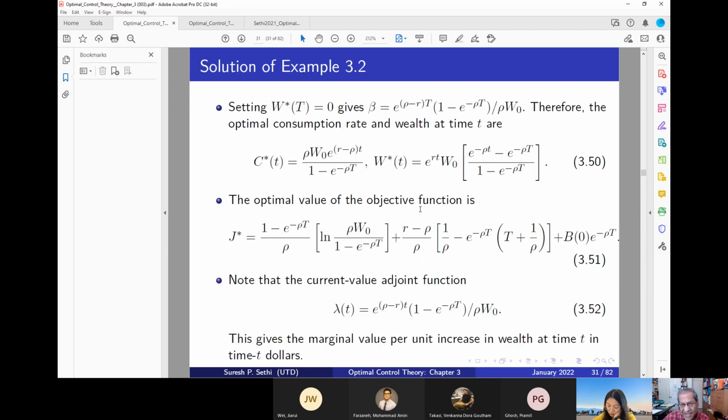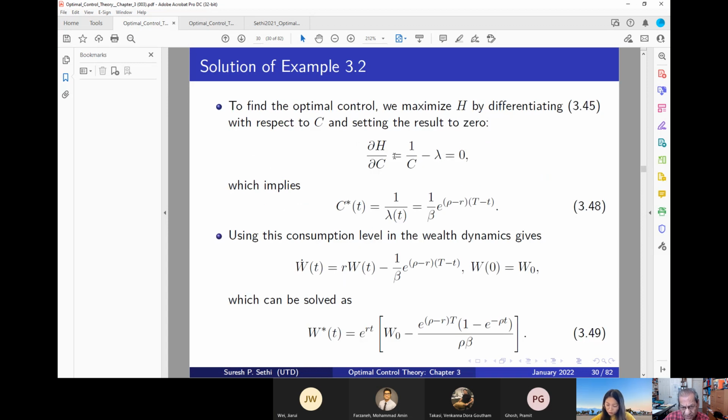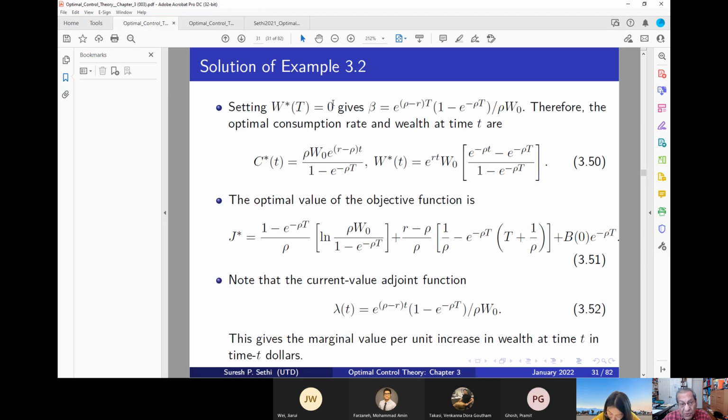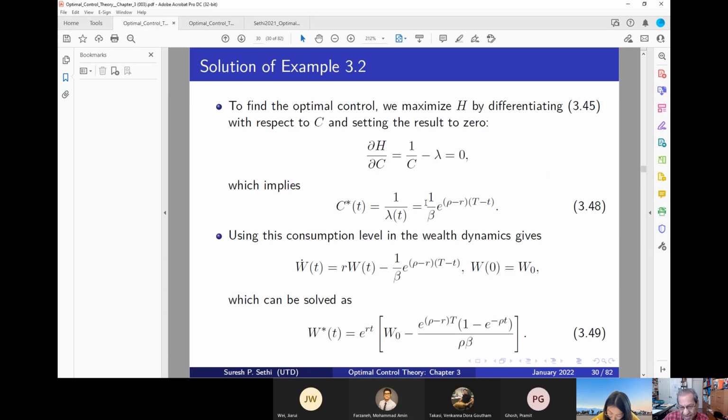We manage this beta. This beta was down below. So we fudge the beta so that the consumption is adjusted in such a way that W star at capital T becomes 0. So beta basically gives you a regulation of consumption to manipulate the wealth at W T.